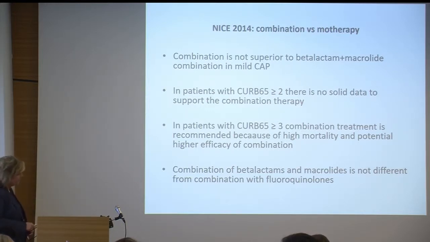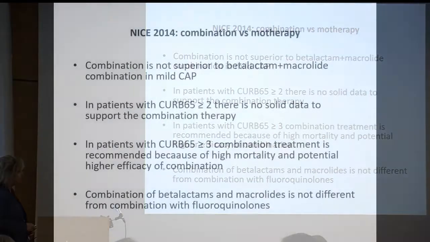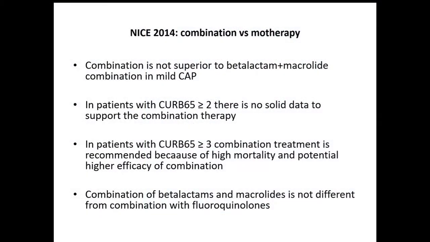In severely ill patients, the combination treatment is recommended because of high mortality and potential of higher efficacy of combinations. So in this middle group, we say the data are too few or they are not convincing. But for the more severely ill patient, of course, data are not convincing, but because of the higher mortality, it's probably wise to do something, although the evidence behind is not so high. So this is the logic, the logistic.